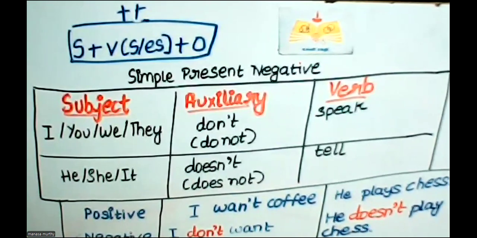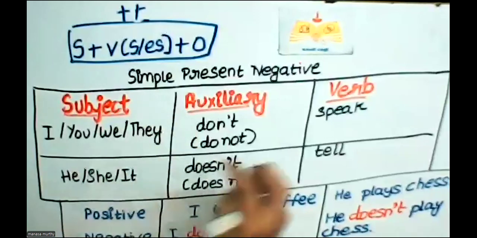Habitual actions, truths and facts, our daily routines. To exhibit these kinds of sentences, we use simple present. We use the simple present negative when something doesn't happen in the regular course of time. So this is the structure of the sentence.